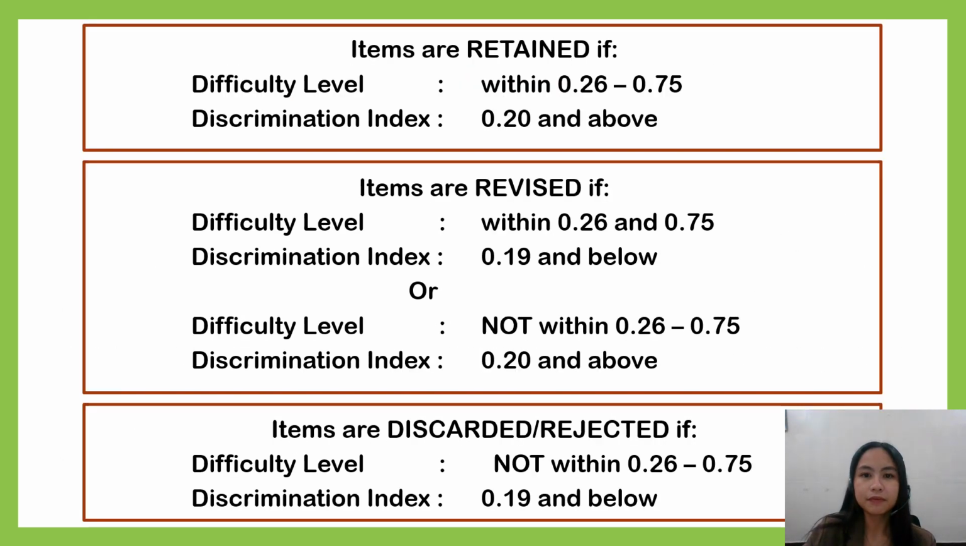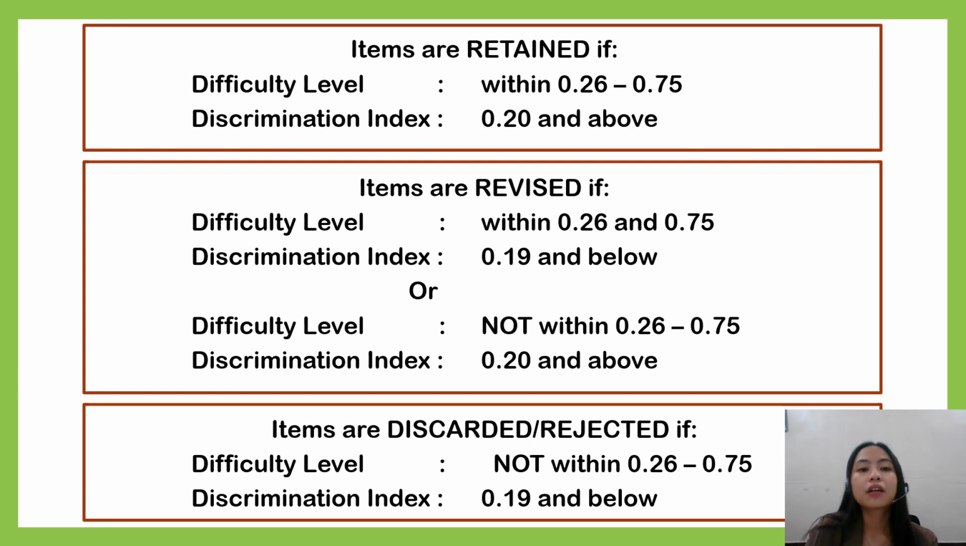Next. So, ito pang another table na dapat ninyong i-memorize. Dito na natin malalaman, since alam na natin kung paano i-solve ang difficulty level and ang discrimination index, dito na natin ma-identify if that item should be retained, revised, or rejected. So, if ang difficulty level niya is within 0.26 to 0.75, and the discrimination index is 0.20 and above, the item should be retained.